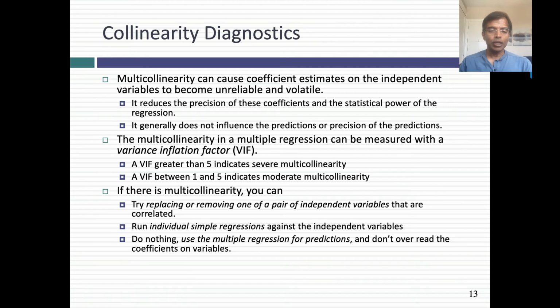The second is you can abandon multiple regressions entirely and run individual regressions. In other words, I can take PE against growth, PE against payout. It's difficult to get a composite prediction, that's a trade-off, but you can run individual simple regressions. Or you can do nothing. Just use the multiple regression for predictions. Just don't read too much into the individual coefficients. So if you see the coefficient on risk is positive and you expect it to be negative, don't freak out. The multicollinearity can explain that.